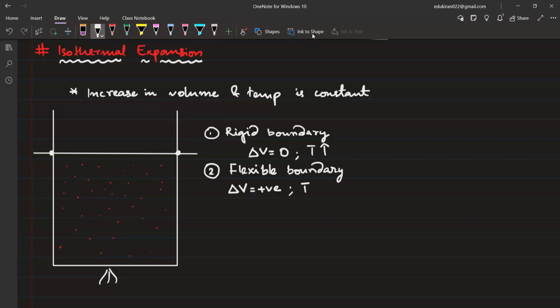Tell me. Whatever energy you are giving, it is consumed in what? It is consumed in increasing the volume, so T is constant. Is this clear? Now see, delta V is positive, so expansion, T is constant, so it is isothermal expansion.